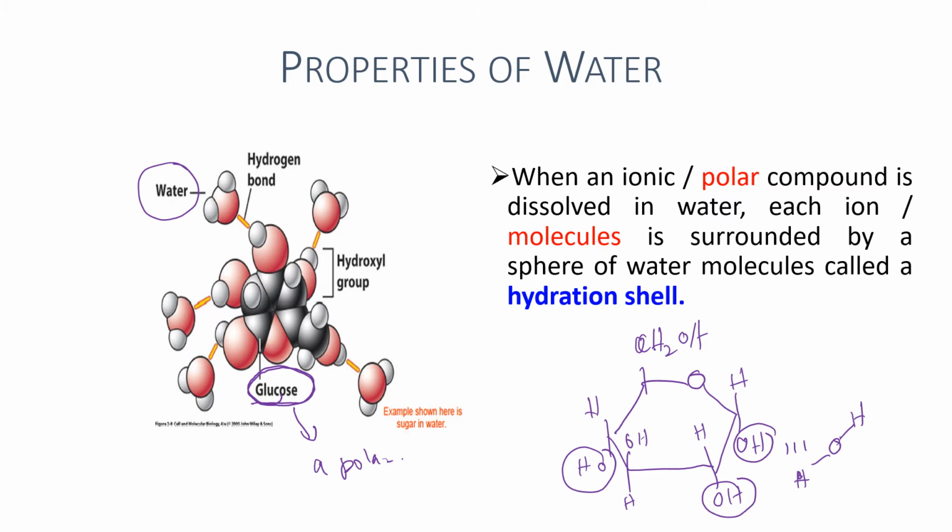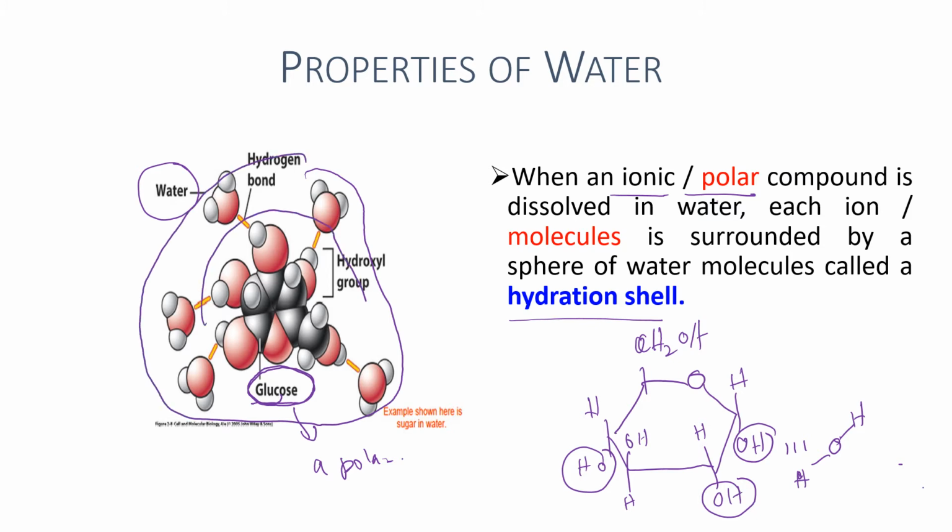It says here, when an ionic or polar compound is dissolved in water, each ion or molecule is surrounded by a sphere of water called a hydration shell. Glucose is a polar molecule, so water molecules will surround the sugar molecule, forming a hydration shell. As you can see, water molecules surround the glucose molecule. So the glucose molecules will be separated from one another and dissolved in the water due to the formation of hydration shells surrounding them.